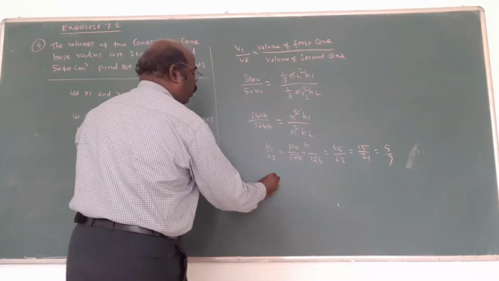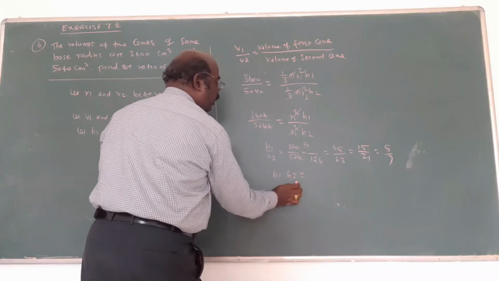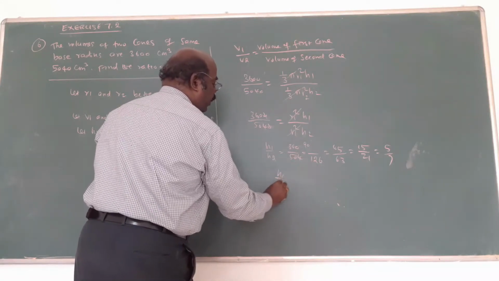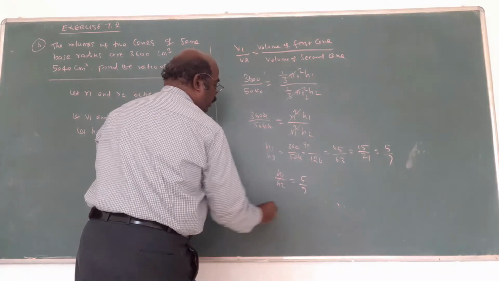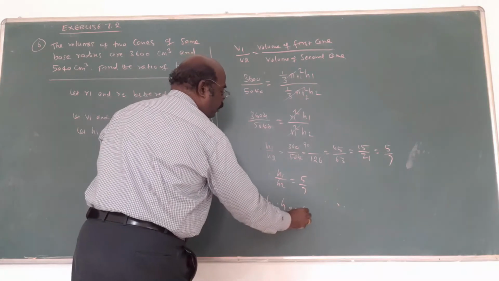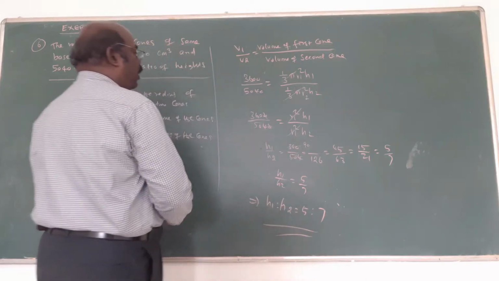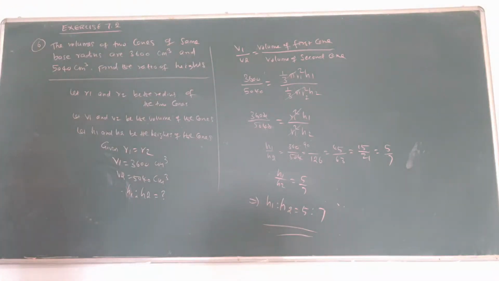Therefore, H1 by H2 equal to 5 by 7. The ratio of the heights is 5:7. This is what is asked, the ratio only. But you must use only one formula, the volume formula. After the cancellation, we get the answer H1 by H2. That is, H1 ratio H2 equal to 5:7 is the answer.